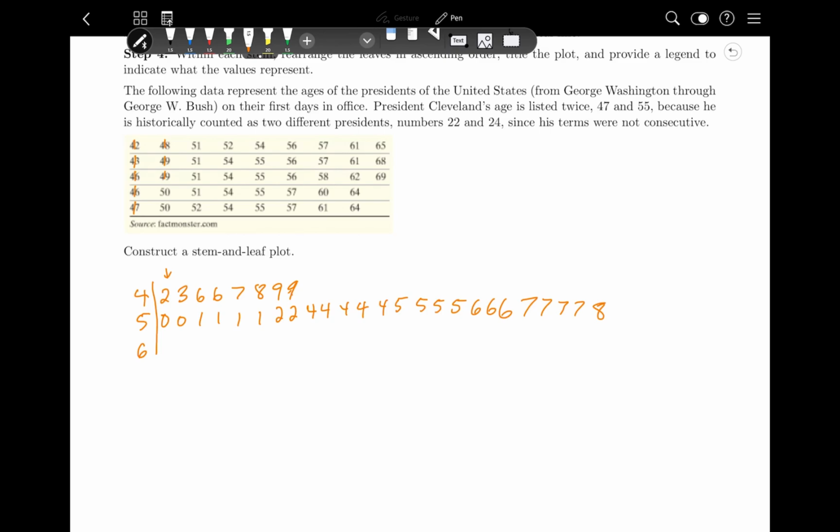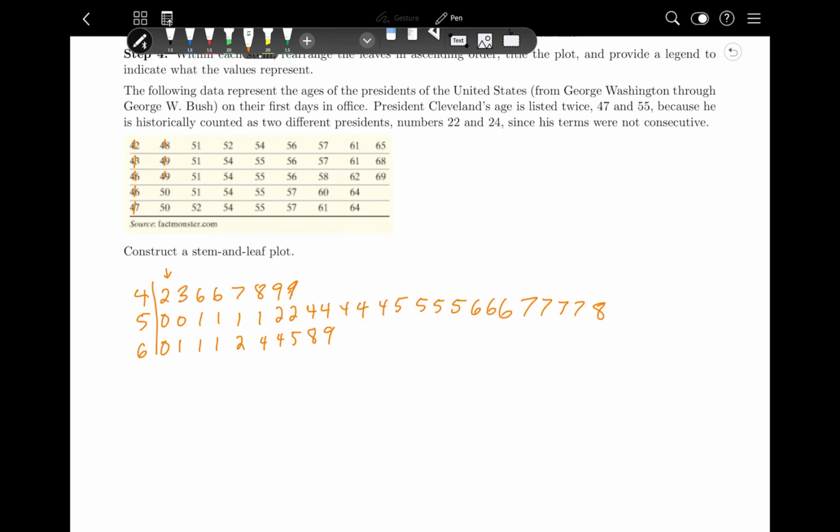And then we do the same thing for the 60s. So we've got 1 60, three 61s, 1 62, two 64s, a 65, a 68, and a 69. And that would be our stem and leaf plot. We just need to add a title and a legend.